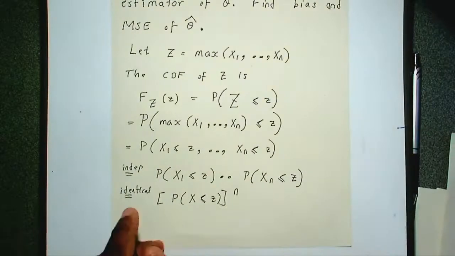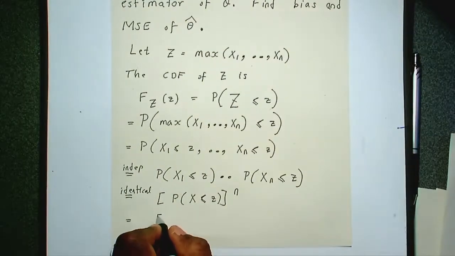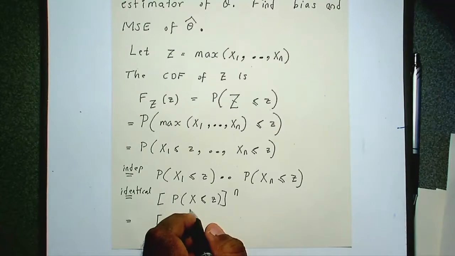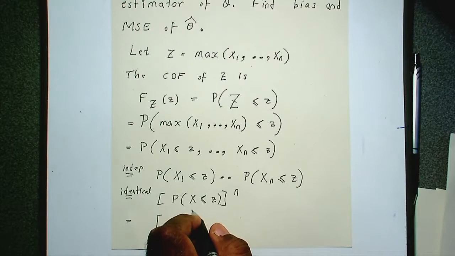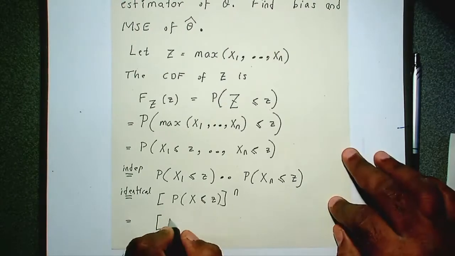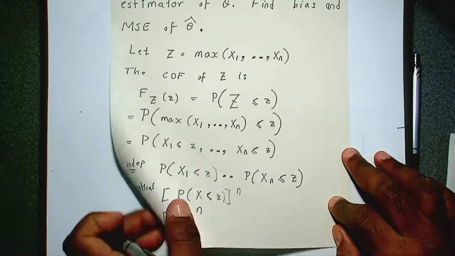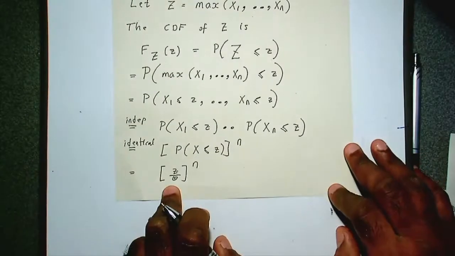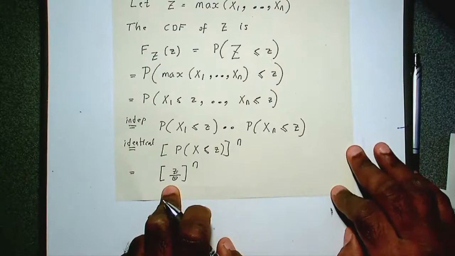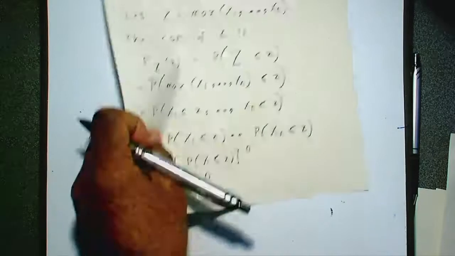Now you should know from probability 1, what's the CDF of a uniform 0 theta? Don't you remember? It's in the formula sheet I gave you on the first day. It is z divided by theta, the CDF of a uniform variable from 0 to theta. You remember or no? Okay, what do you think so far? All right. So that's the first step.